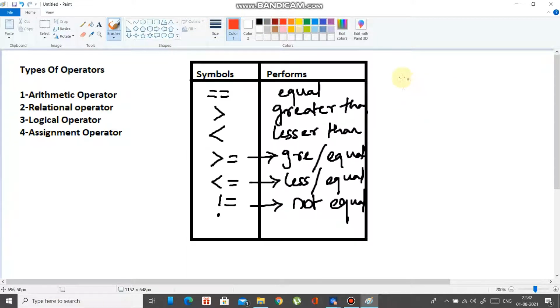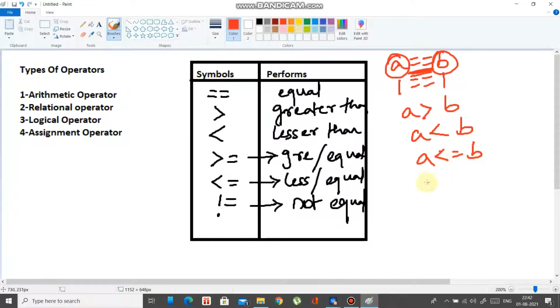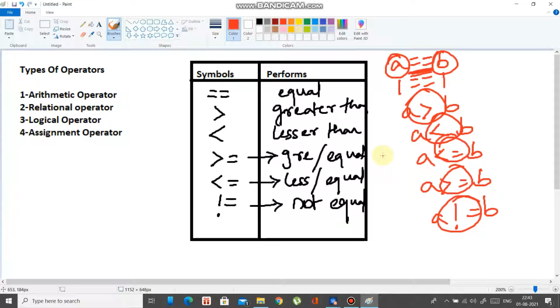For example, 1 is equal to 1, or A is equal to A. I'll give an example later, like A greater than B, A lesser than B, A less than or equal to B, A greater than or equal to B, A not equal to B. All the relational operators should be used between the operands.